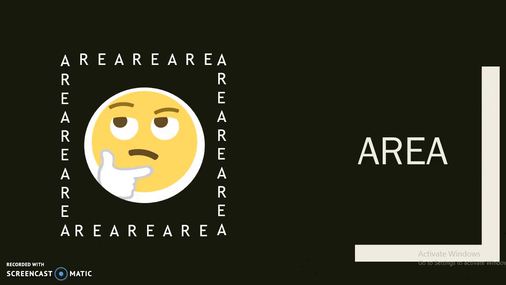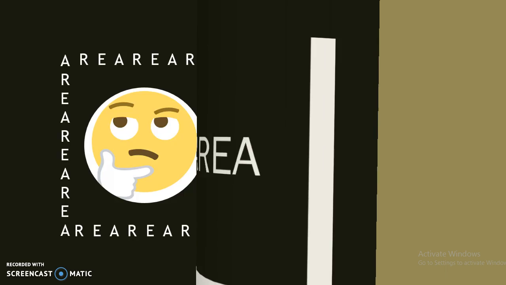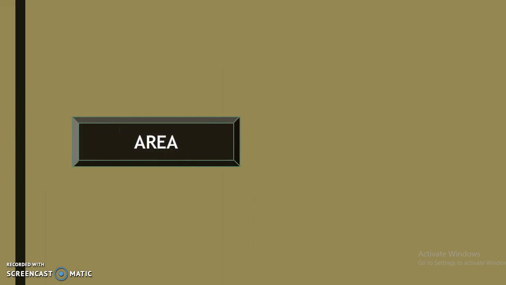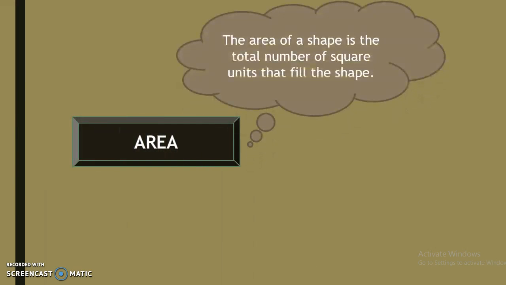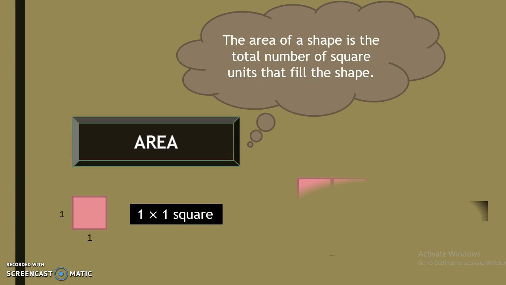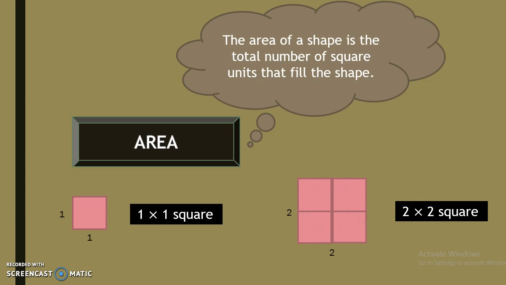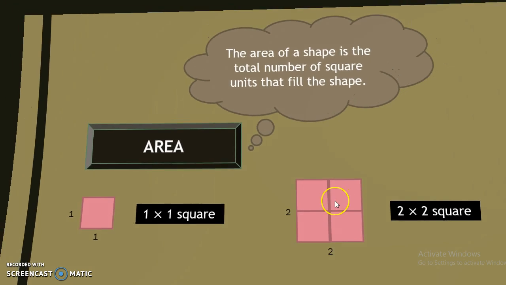The second part of this topic is area. What is area? The simplest way to understand the area of a shape is that it is the total number of square units that fill the shape. A unit square refers to the 1 by 1 square. If we arrange 4 of these 1 by 1 squares into another square, we will obtain this 2 by 2 square, which has 4 square units.